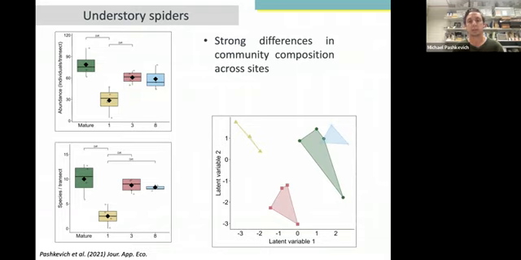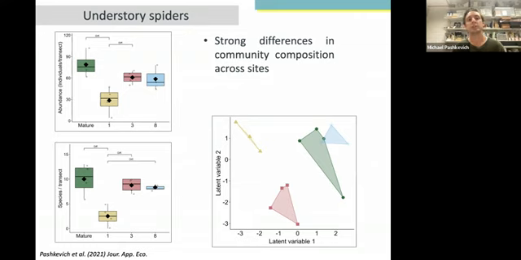The way you can interpret this biplot here is that these polygons correspond to the different ages of oil palm stills. So green being mature, yellow, pink, and blue being 1, 3, and 8 years. And the further apart those polygons are from each other, the more dissimilar the spider communities are.